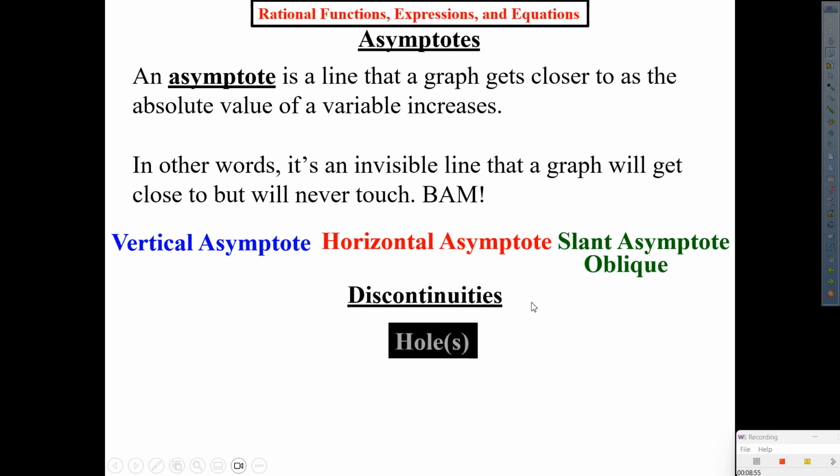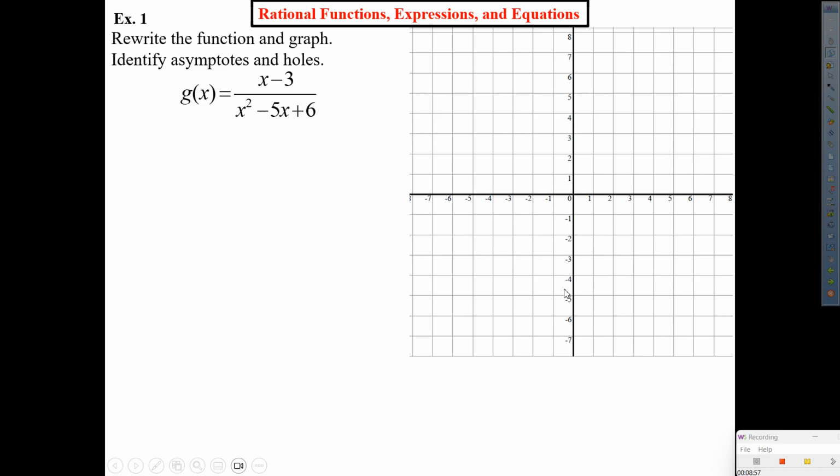Holes. So, without further ado, copy this one, example number 1. It says, rewrite the function and graph using and identify the asymptotes and holes. They give us g of x equals x minus 3 over x squared minus 5x plus 6. Then make a coordinate plane on the side, nice and neat. I'll give you some time to copy that. Couple minutes. Nice and neat, please. Go. All right, here we go.